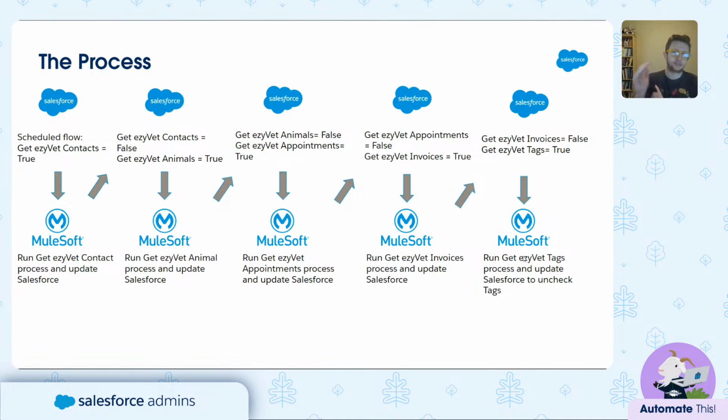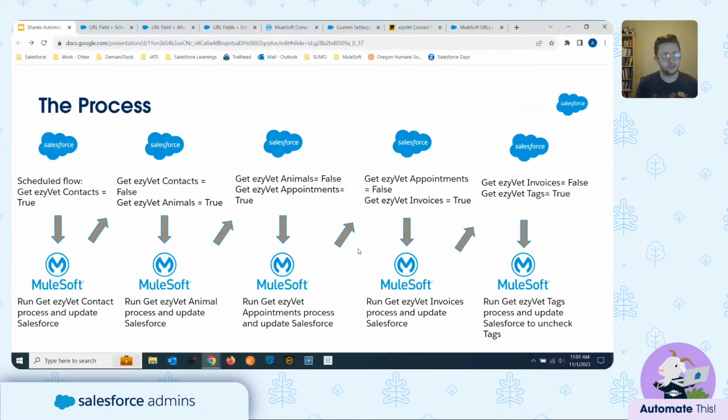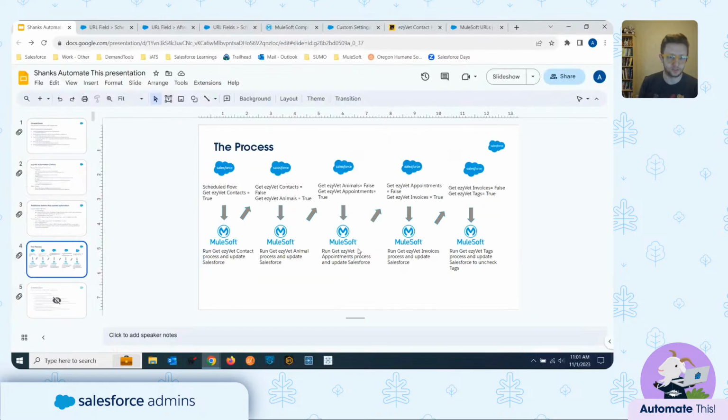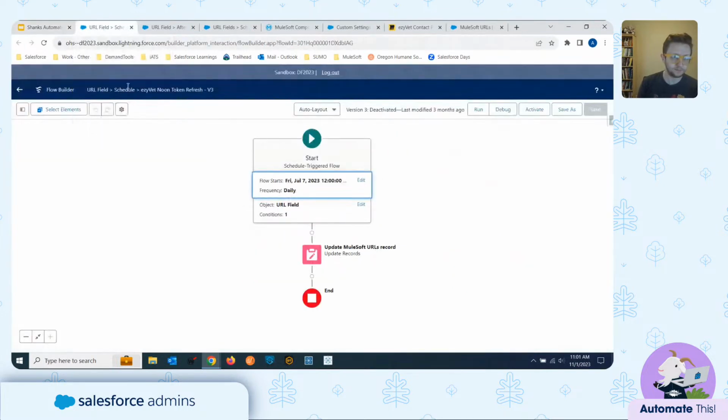So it gets it in a very specific order, and I'm not trying to get contacts and animals at the same time, or contacts and appointments, or invoices and appointments at the same time. I want this very specific order to be executed, and only starting the next one once the one before it has finished. So now that we have shown that, let's go into Salesforce and see what this looks like.